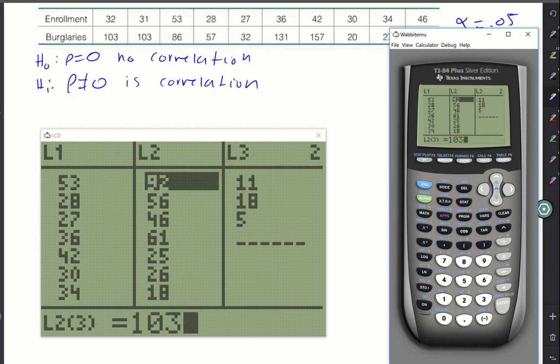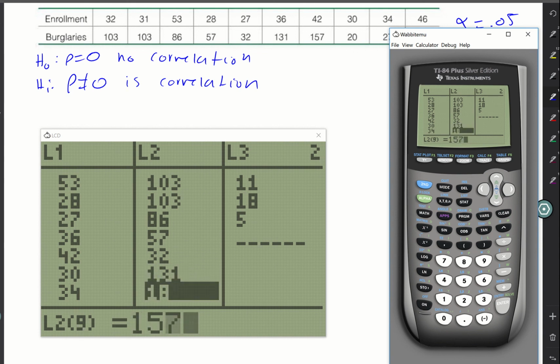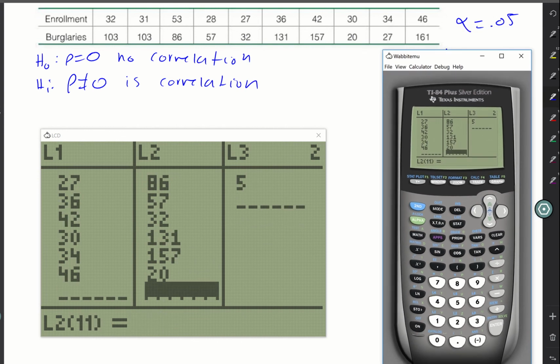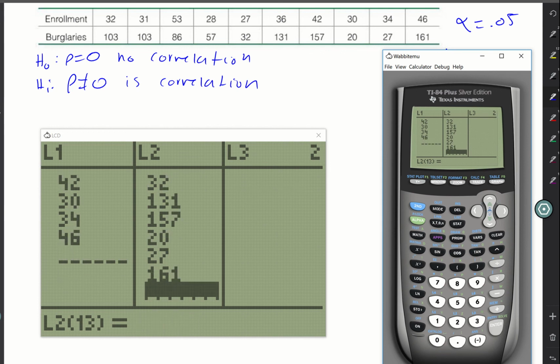And we got 801, 800, or 103, 86, 57, 32. Nope, that didn't go in right. 57, 32, 131, 157, 20. That's my last two numbers, 27 and 161. That doesn't line up. What happened?